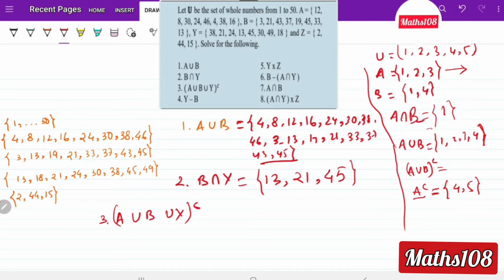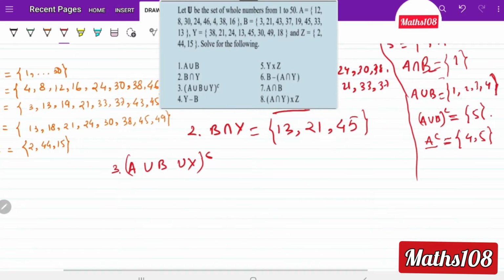So after that, let's check out A union B is 1, 2, 3, 4. So we need to exclude 1, 2, 3, 4 from the universal set, and the complement will be 5. This is simple, right?